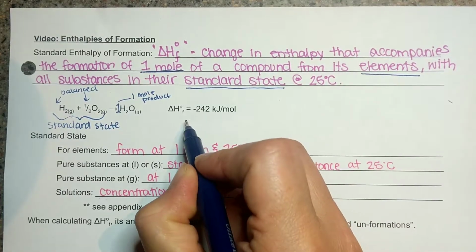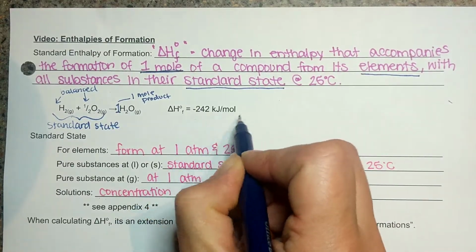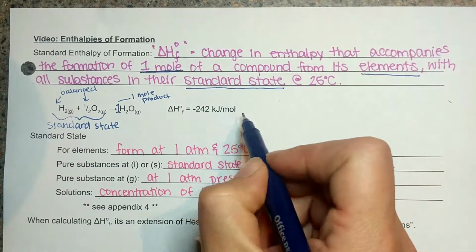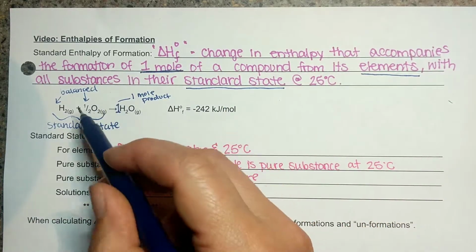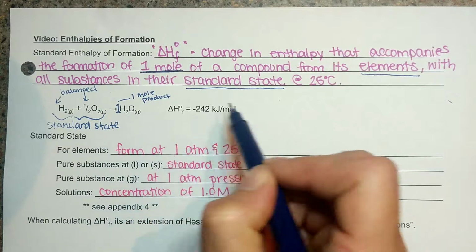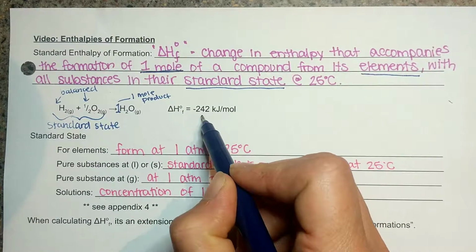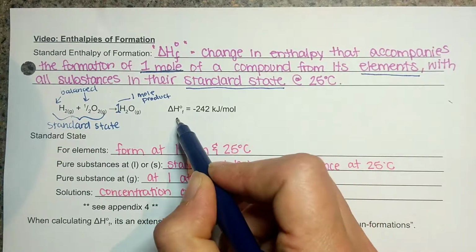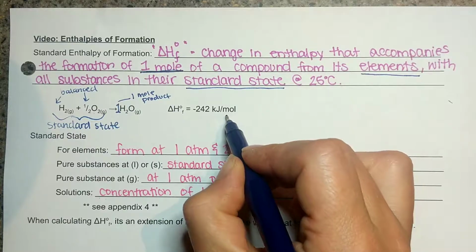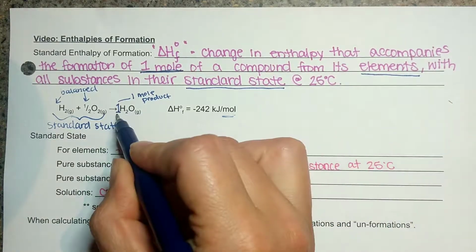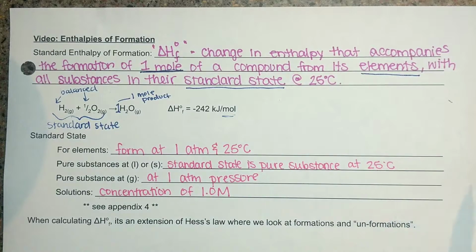So this means that the amount of energy required for this reaction is actually a release of energy. So when the hydrogen and the oxygen combine, they release 242 kilojoules per mole of heat energy. And it's important that we have this per mole, which is why we have 1 mole of product being made.